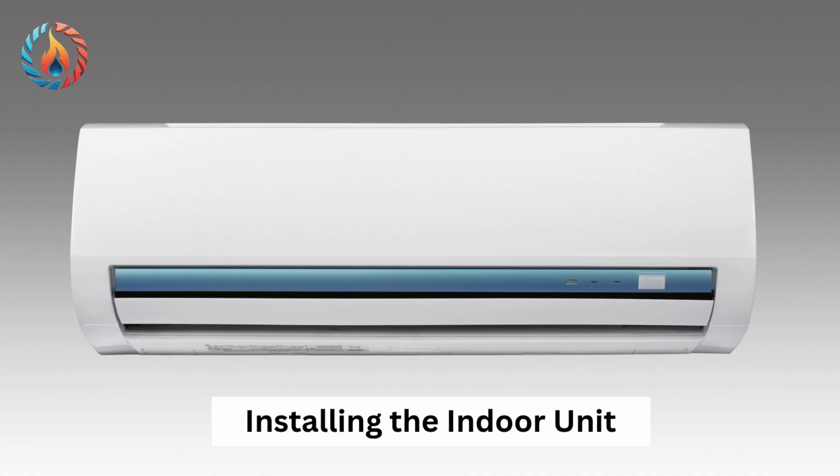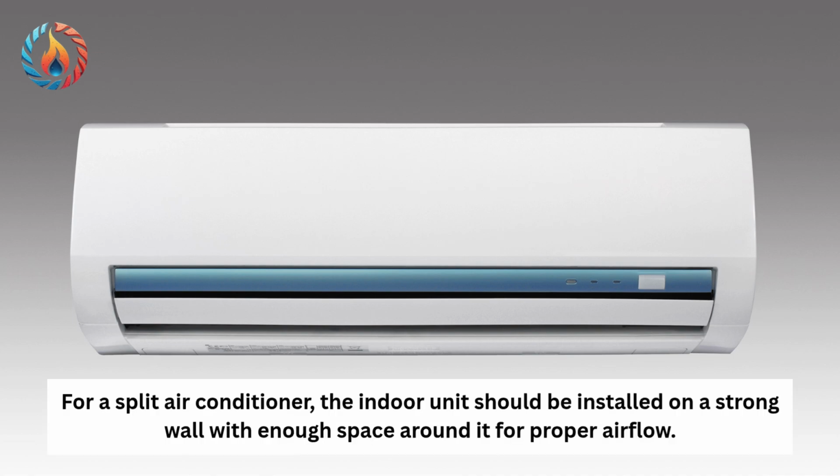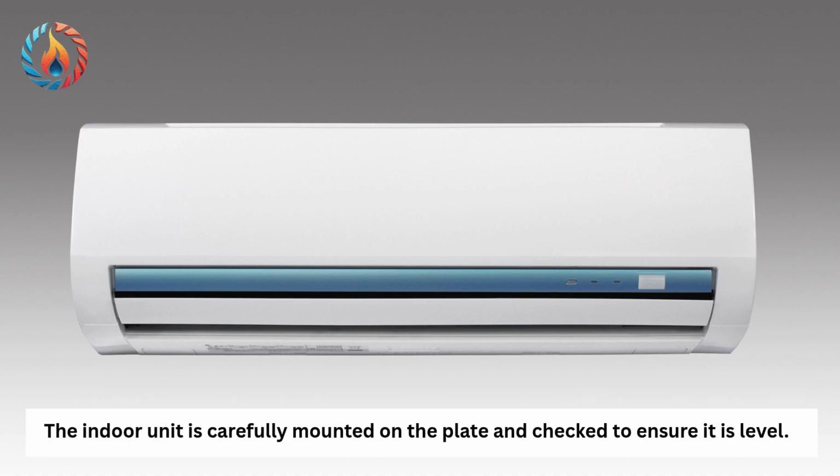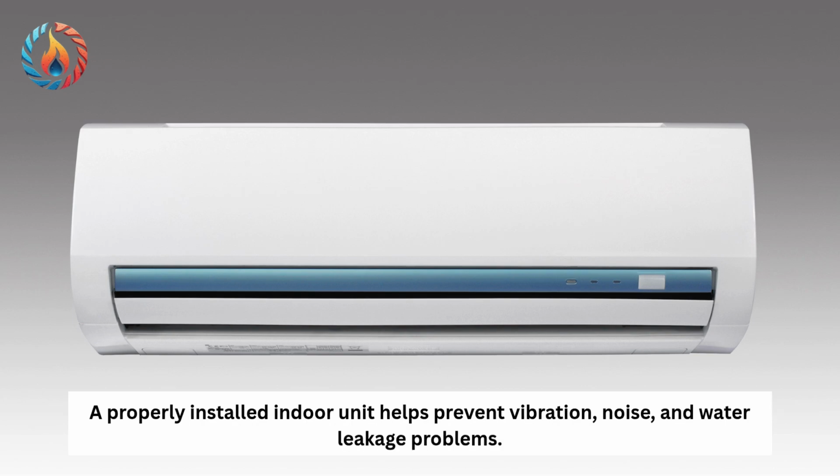Installing the indoor unit. For a split air conditioner, the indoor unit should be installed on a strong wall, with enough space around it for proper airflow. The mounting plate is fixed securely to the wall. A wall hole is then drilled to allow copper pipes, electrical cables, and the drain pipe to pass through. The indoor unit is carefully mounted on the plate and checked to ensure it is level. A properly installed indoor unit helps prevent vibration, noise, and water leakage problems.